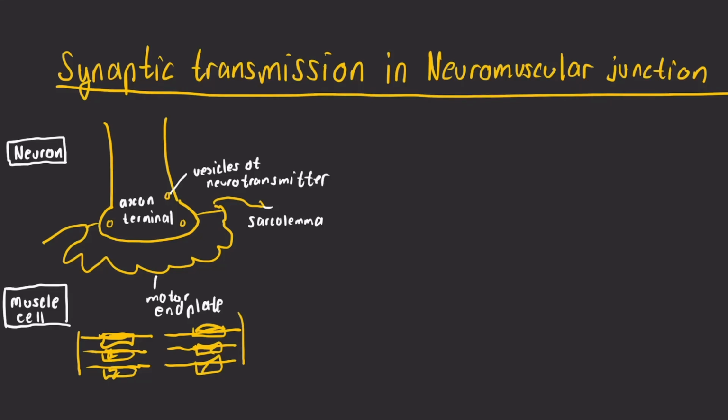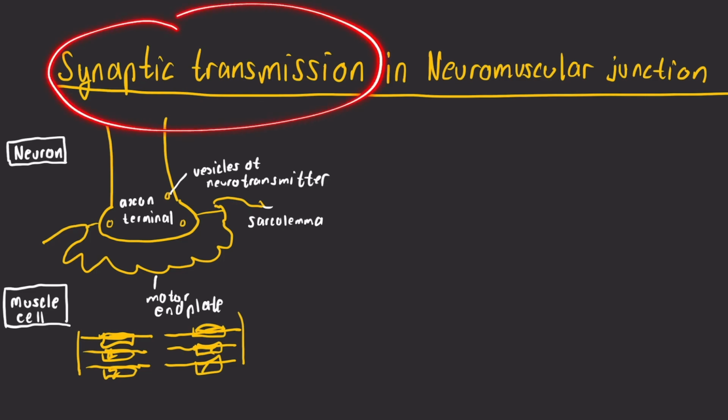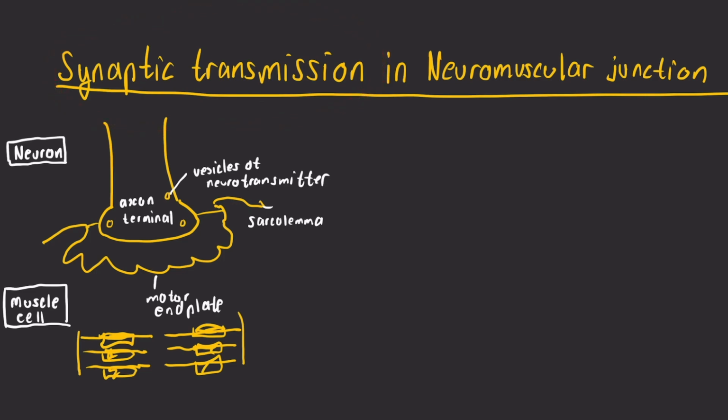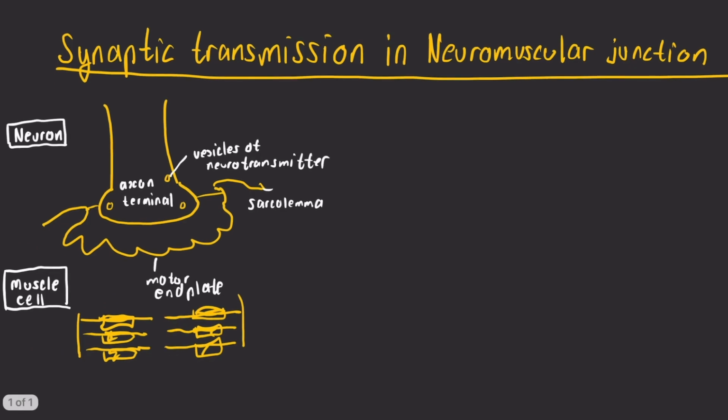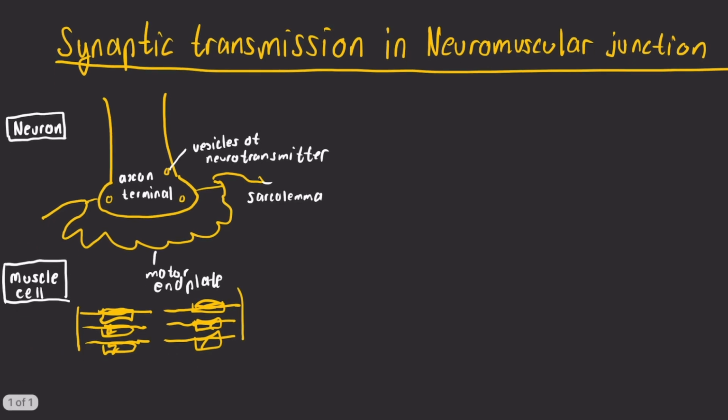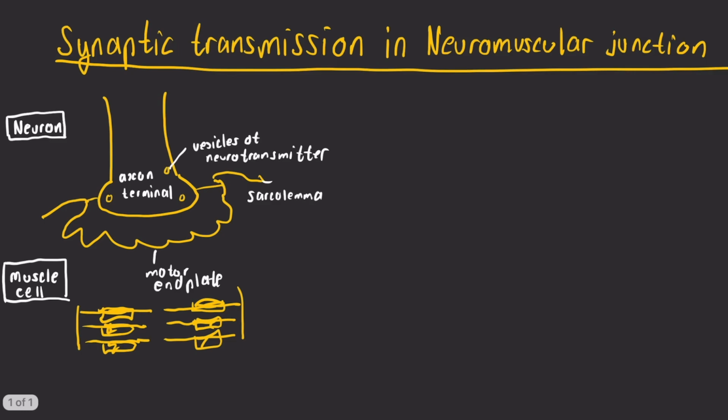Hello, class. So today we will be learning about the synaptic transmission between the neuromuscular junction, so the neuron, and the muscle cell. So let's look at some anatomical features which involves this process. Here we have a neuron sending signals to the muscle cells. So when synaptic transmission occurs, you are basically having the nervous system controlling our muscles.